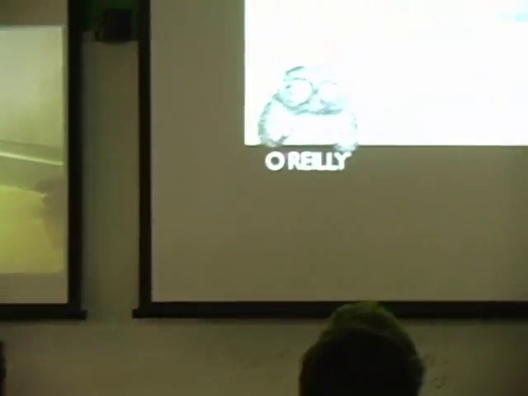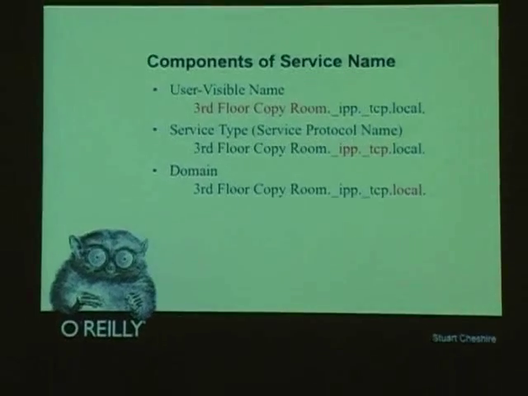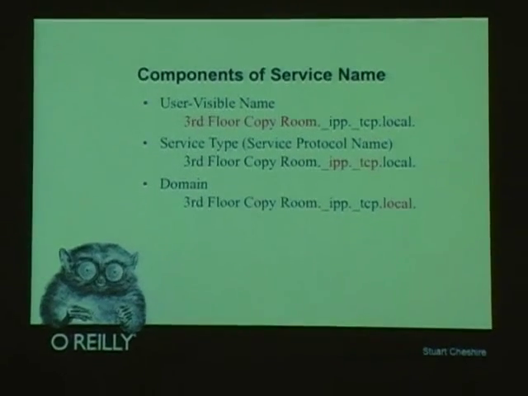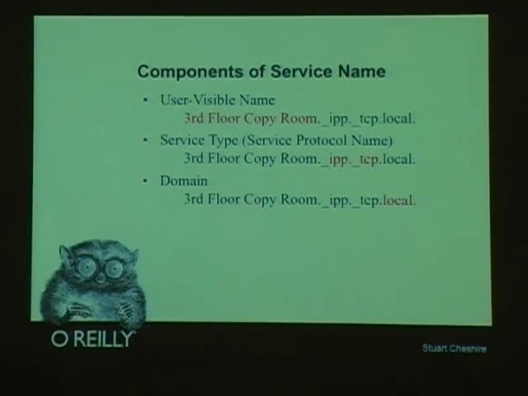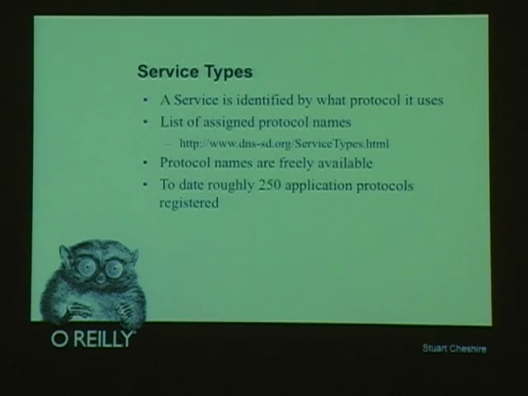AppleTalk used to have a structured namespace with name, type, and zone, and we have a similar thing here. We have the first label is the user visible name. The second 2 labels define the service type, in other words, the application protocol that this service uses, and then the rest of the DNS name is the domain where that service is being advertised.